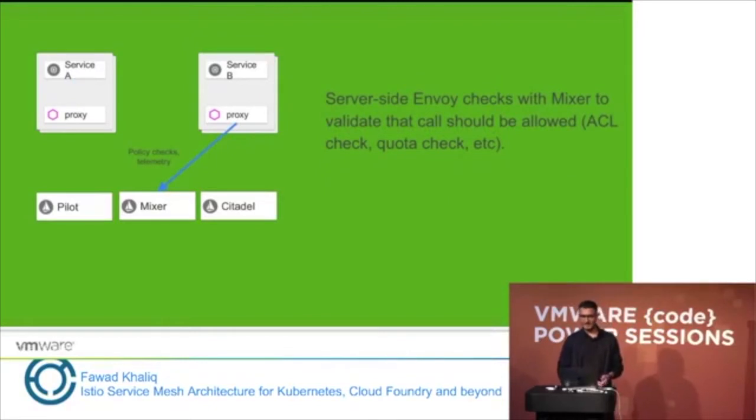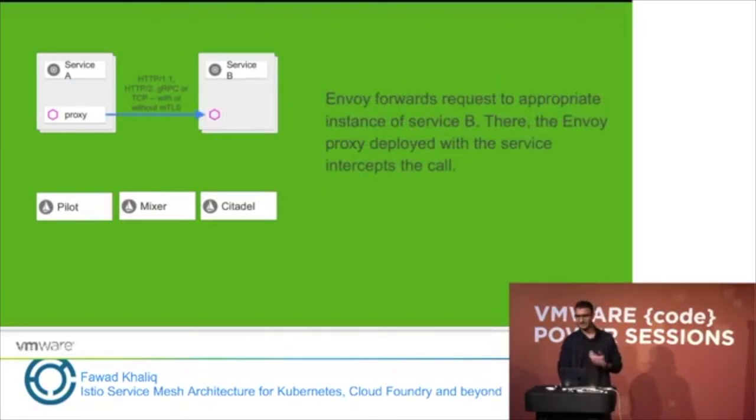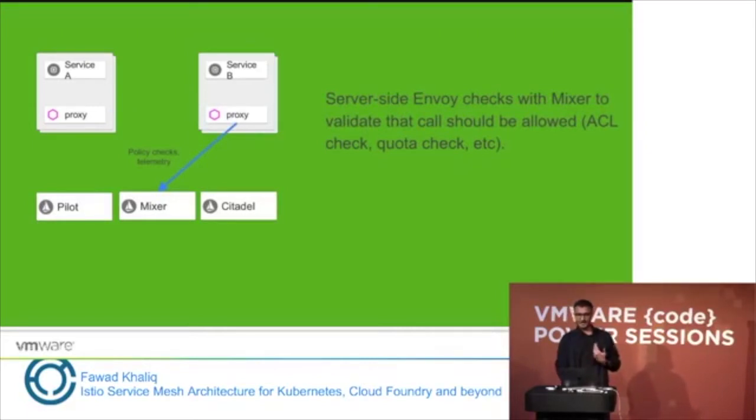What it will do is that it will make a call. It will know that the destination is service B. It will send a call to service B proxy. So communication from whatever protocol is there, let's say HTTP, it will make a call to the service proxy. In that case, when a call comes to proxy on server side, it will go and query Mixer, looking for some kind of ACL or quota check: is my client, or is the sender, allowed to talk to me? And if it is, it will allow the traffic.